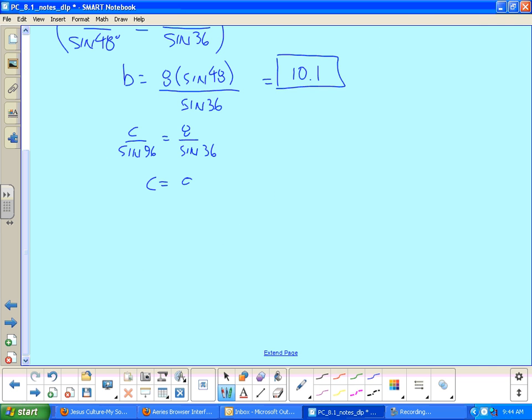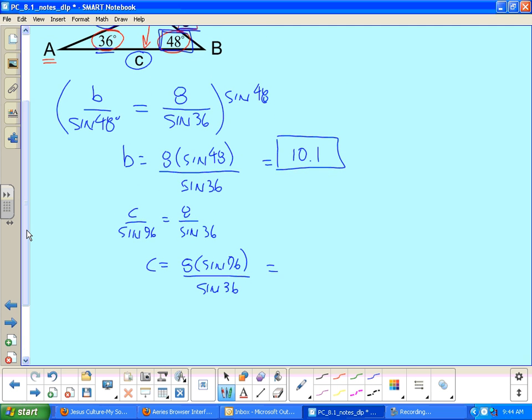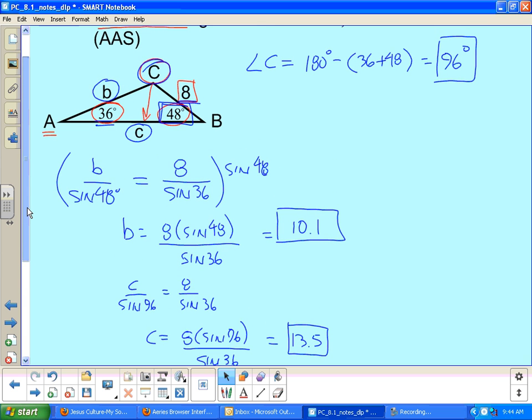C then would equal 8 times the sine of 96 all over the sine of 36, and we get 13.5? Yes? All right. So there we are. We have solved all of the unknowns for this triangle using the law of sines.